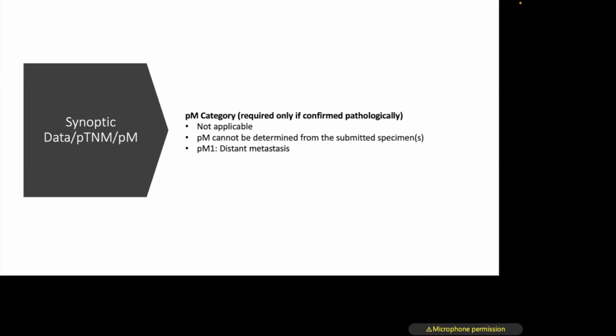pM is a category for metastatic adenocarcinoma. For us to call it distant metastases, we actually have to have the resected specimen present in what we get from the surgeon. So for instance, if radiologically they suspect that there's metastases to the lung, but we don't get the lung, we can't call it a met. So we often leave that category blank as not applicable or cannot be determined from the specimen submitted.